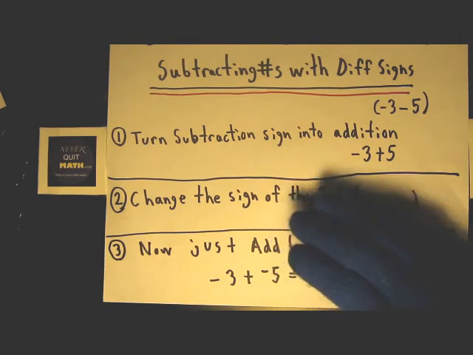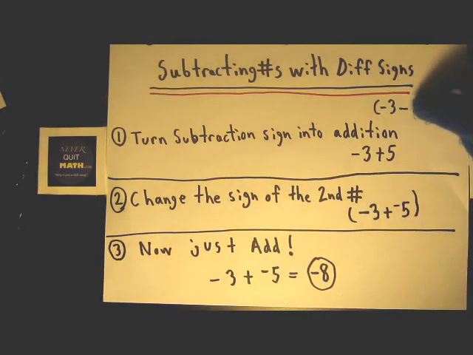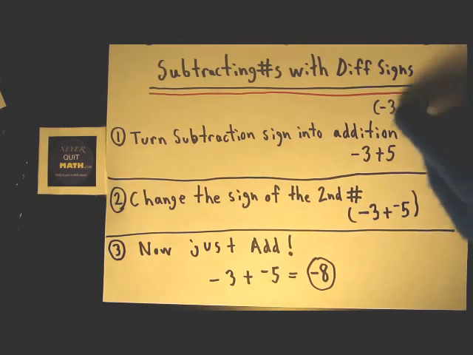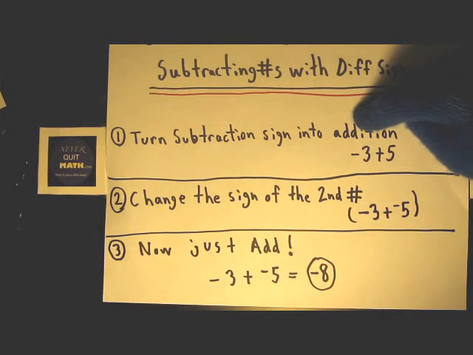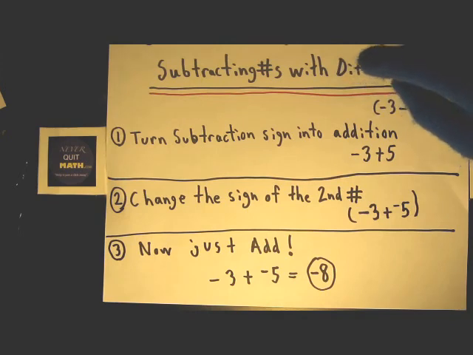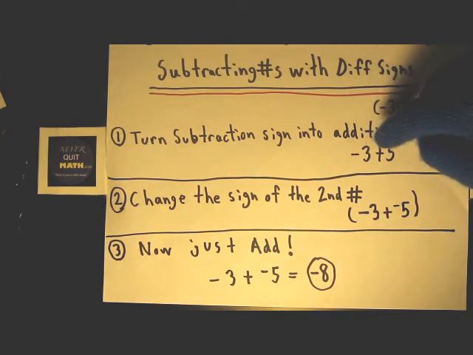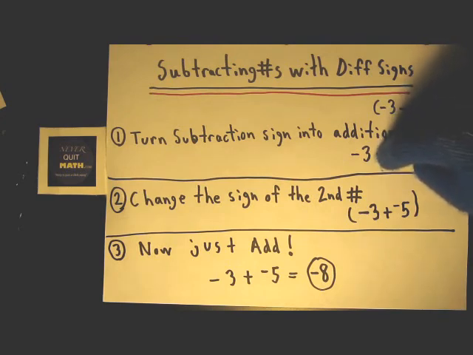First thing you want to do, I got -3 minus a +5. Of course, this is a +5 because there's no little negative sign above there. So it's -3 minus 5. What do you do? You turn the subtraction sign into addition. Always the first step. I know it may seem a little confusing, but if you get accustomed to these steps, you'll never have trouble subtracting numbers with different signs. See that subtraction sign? I turned it into an addition sign. So we got -3 plus 5.